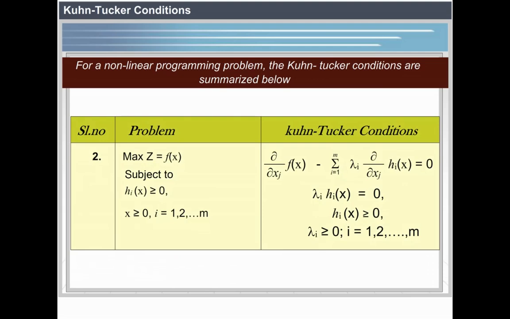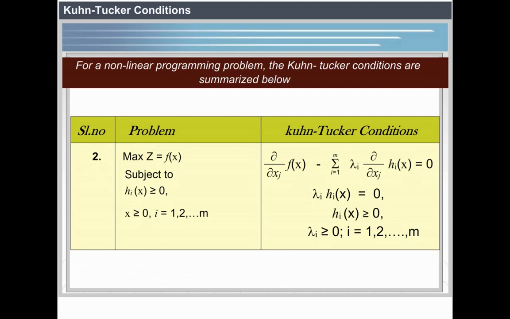Problem: minimize z = f(x) subject to h_i(x) ≥ 0, x ≥ 0, for i = 1 to m. Kuhn-Tucker conditions: ∂f(x)/∂x_j − Σ_{i=1}^{m} λ_i ∂h_i(x)/∂x_j = 0, λ_i h_i(x) = 0, where h_i(x) ≥ 0, λ_i ≥ 0, i = 1 to m.